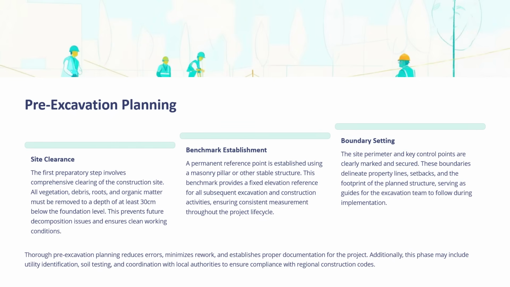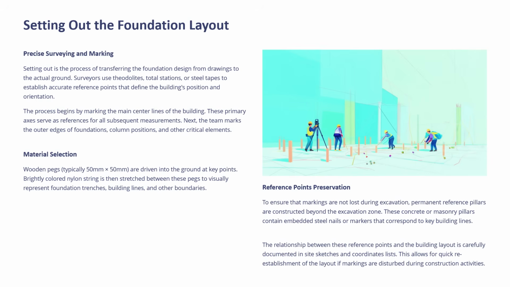So after you have done site clearance, you have done benchmark establishment, and you have set the boundaries, then you will set out the foundation layout. So basically in the foundation layout, the first thing is you have to do precise surveying and marking. Setting out is a process of transferring the foundation design from the drawings to the actual ground level.